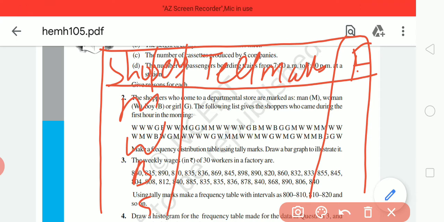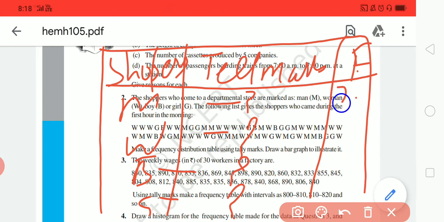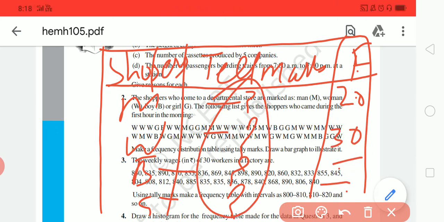How many times M appears, you will write here, count them. It may be 20 or 50 or 15 or 30, you can count them. And then you will count the W's, then you will count the B's, then you will count the G's. After counting that you will write the number here, like 20, like 30, like any, right? Here you will make the tally marks. Okay, I hope you can do it.